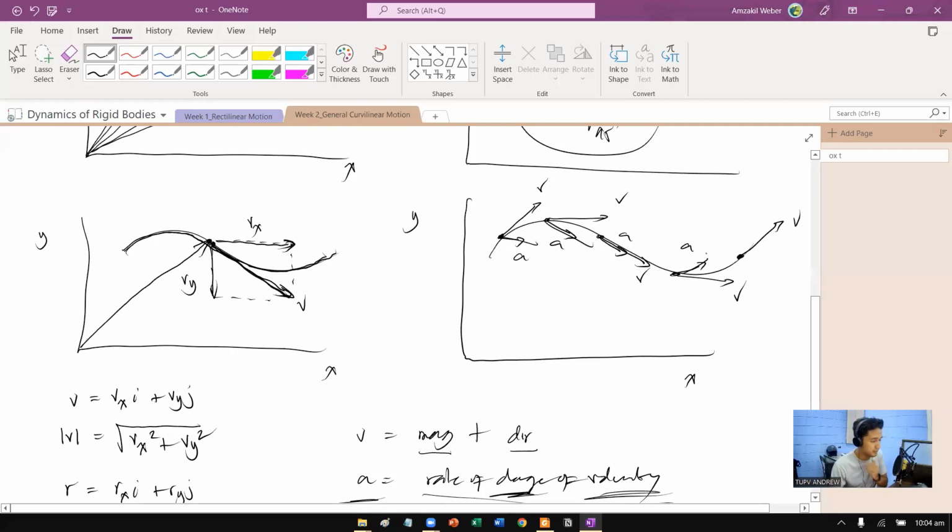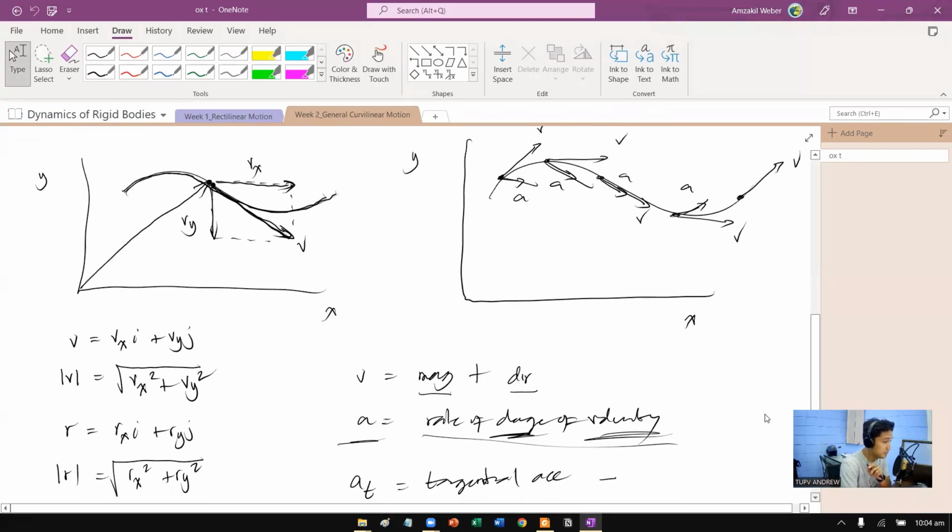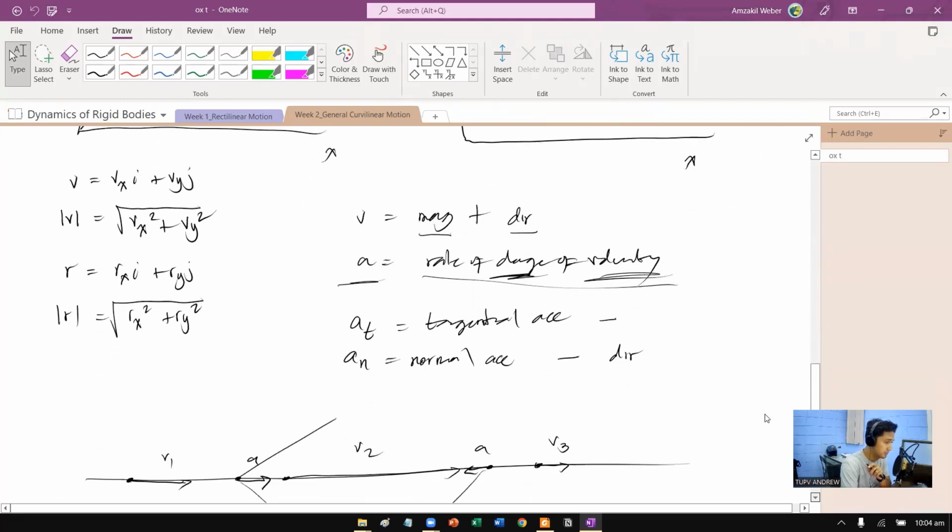So that's the general property of general curvilinear motion with regards to velocity and acceleration. These properties are important, especially when analyzing dynamics problems. Now let's go to two special cases of general curvilinear motion. First, uniform circular motion.